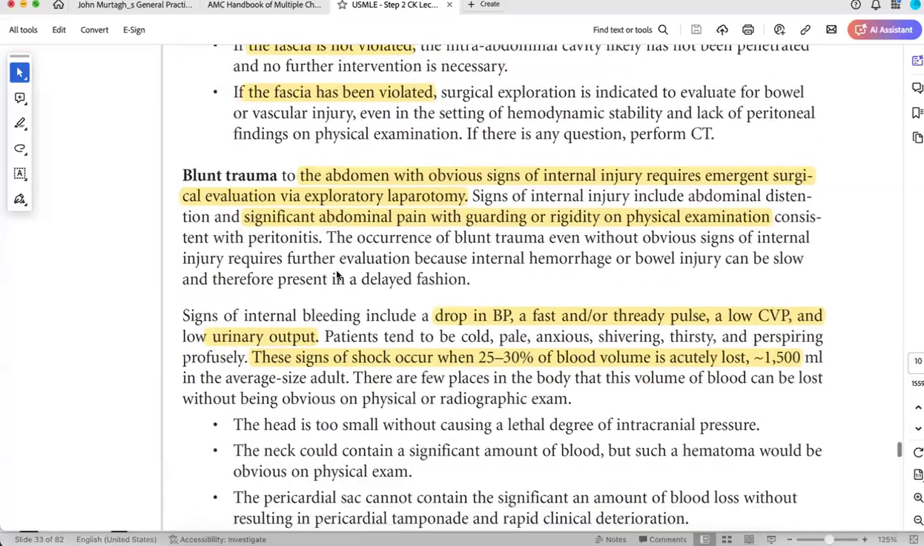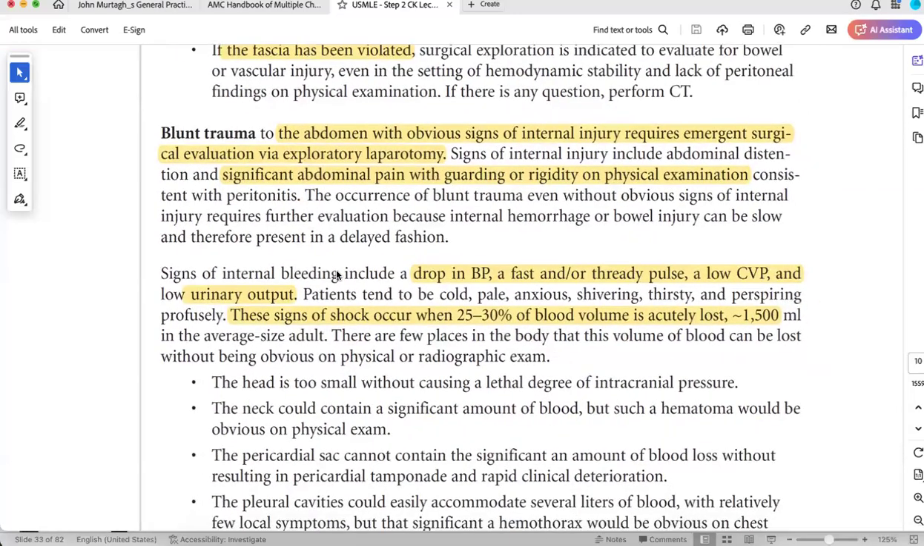Okay. Blunt trauma. If there is a blunt trauma to the abdomen, and the patient has obvious signs of internal injury, which means abdominal distension, significant abdominal pain, and guarding and rigidity on physical examination, that means signs of peritonitis. In that case, surgical exploration is mandatory. That patient might have some organ injury, so you need to go for a surgical exploration.